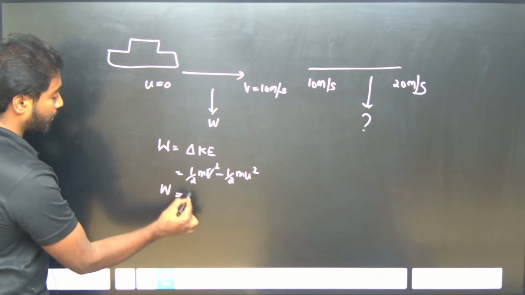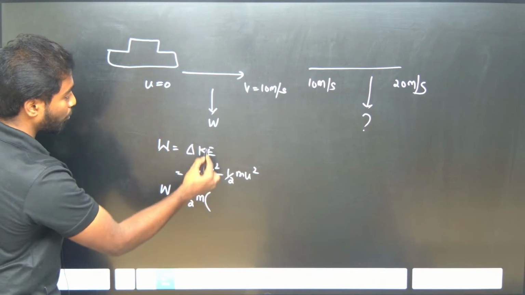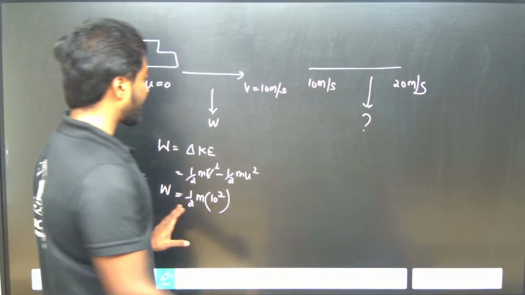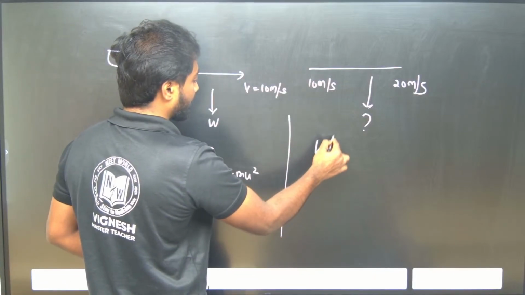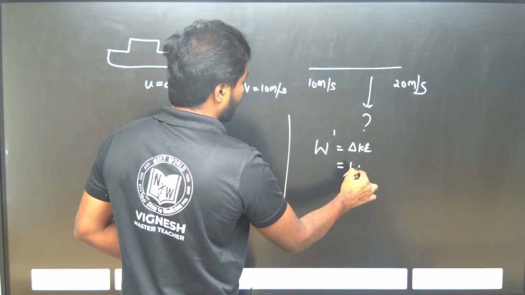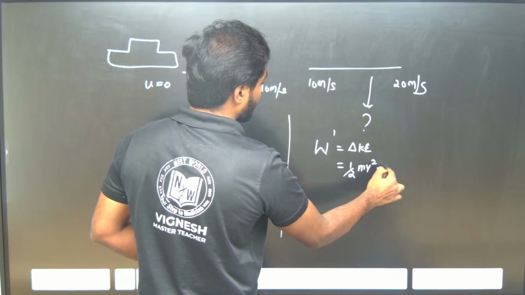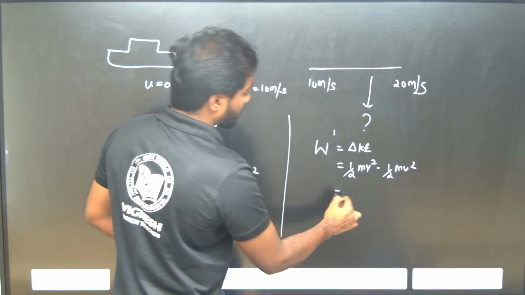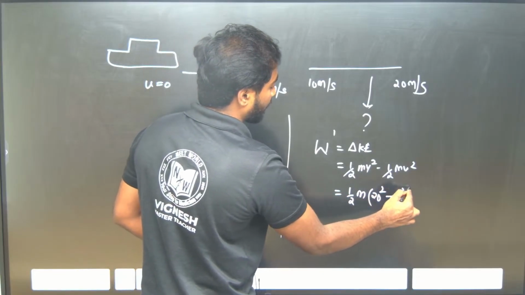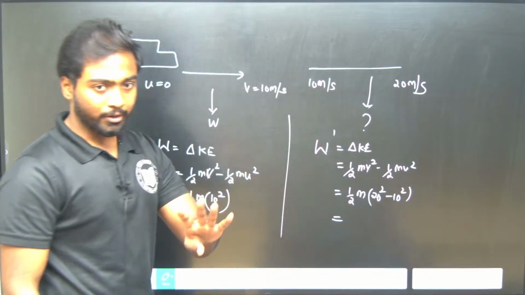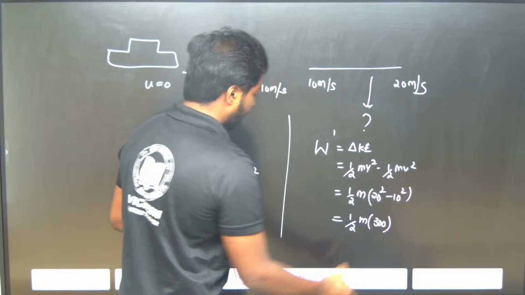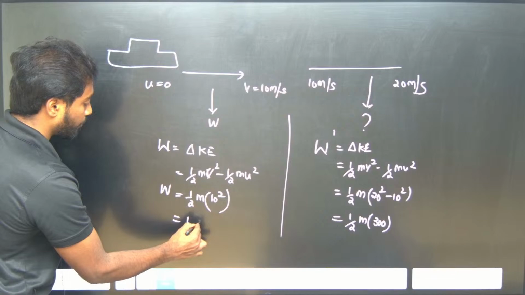So for W, I will take 1 by 2 m commonly outside, which is nothing but 10 square, that's it. I will keep this as it is. And this energy W dash will be equal to the change in kinetic energy. So 1 by 2 m V square minus 1 by 2 m u square, which is nothing but 1 by 2 m, commonly taken outside, 20 square minus 10 square. 20 square is 400, 10 square is 100, so 1 by 2 m into 300, and this is 1 by 2 m into 100.